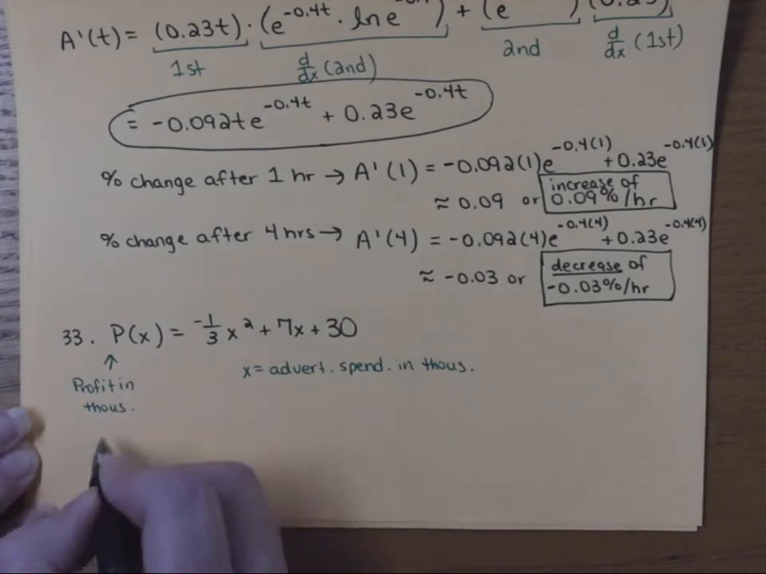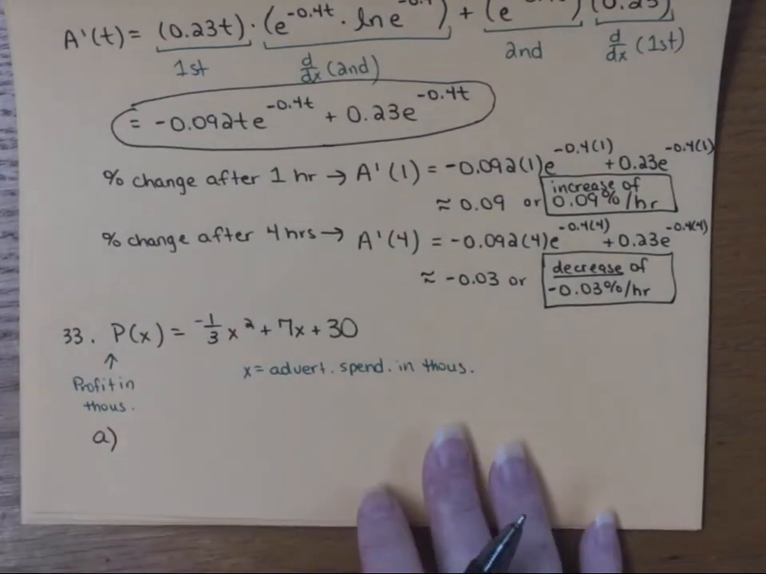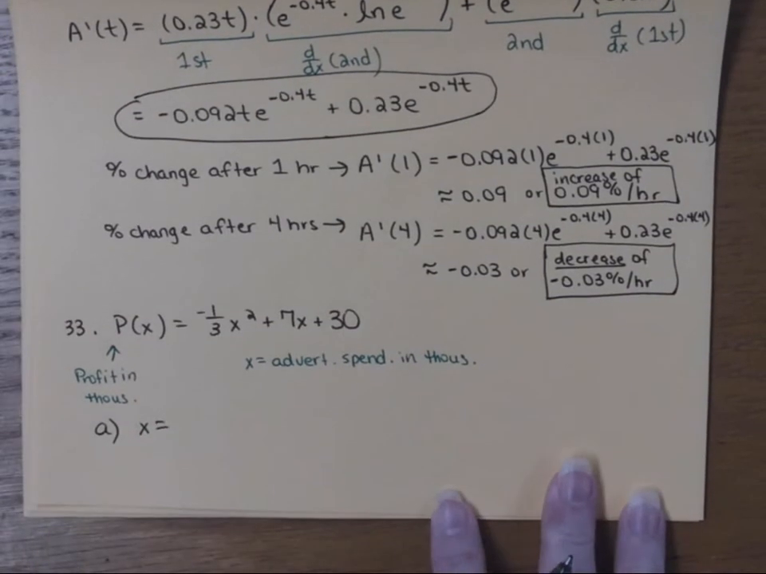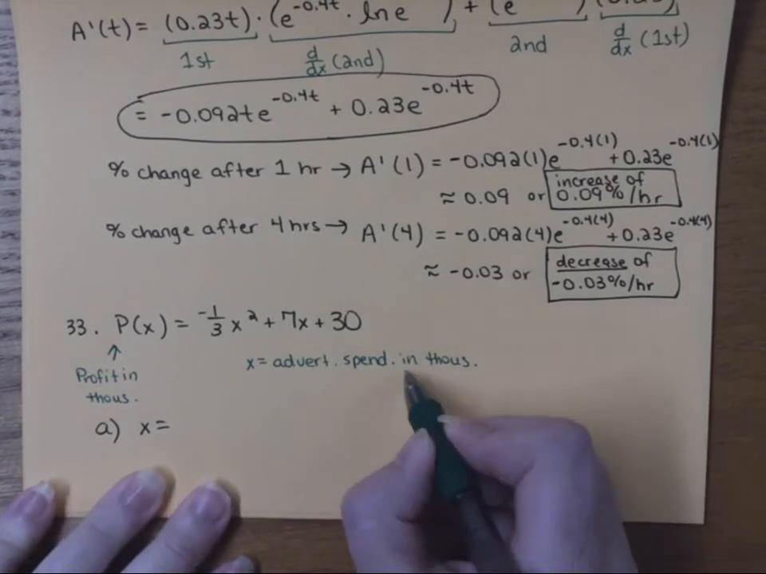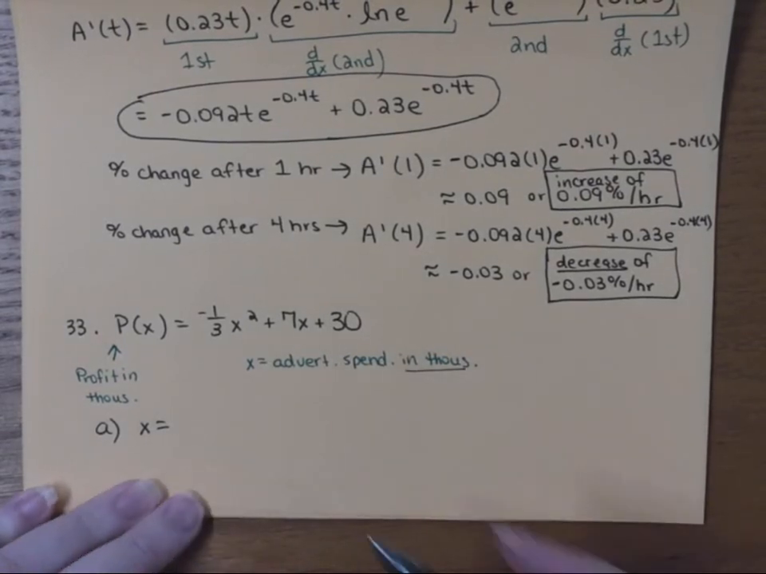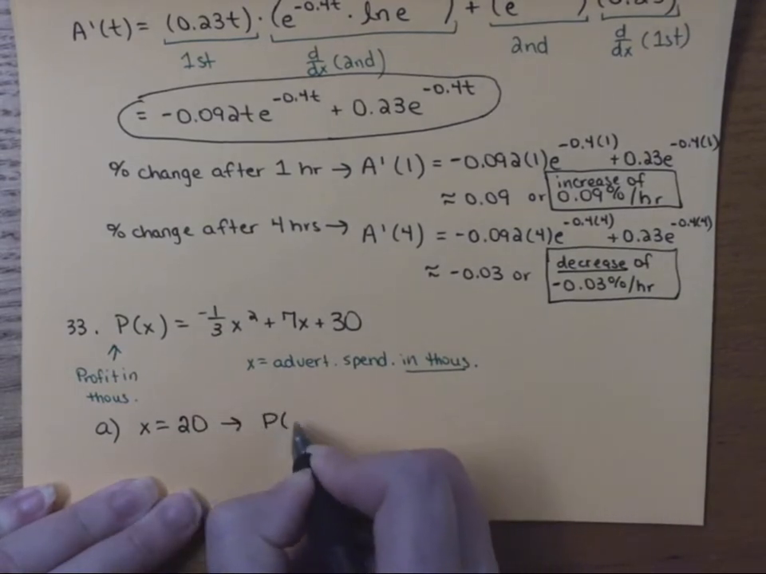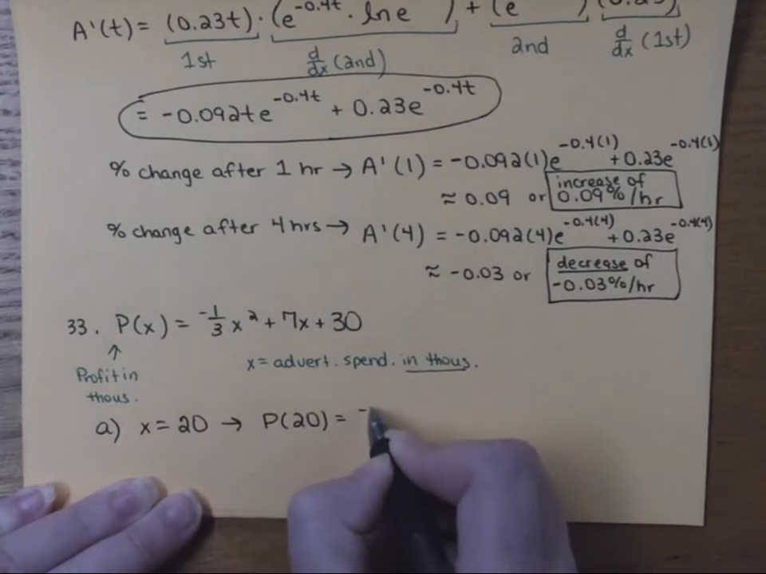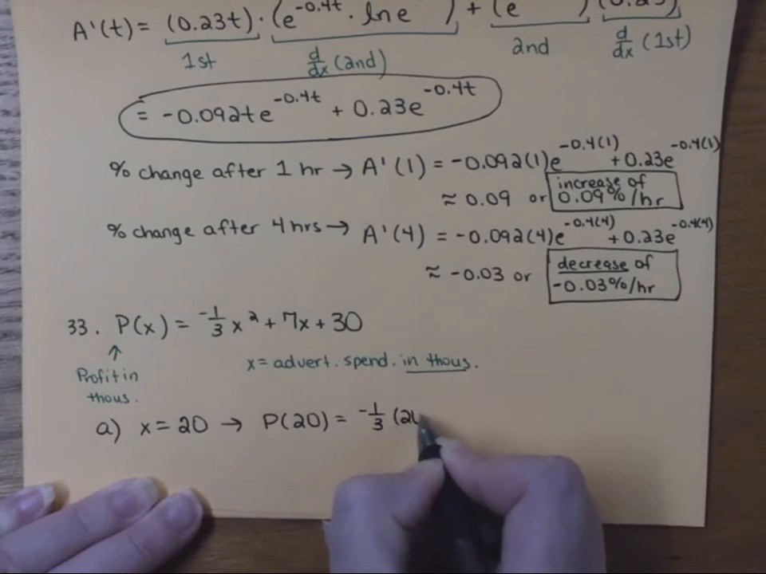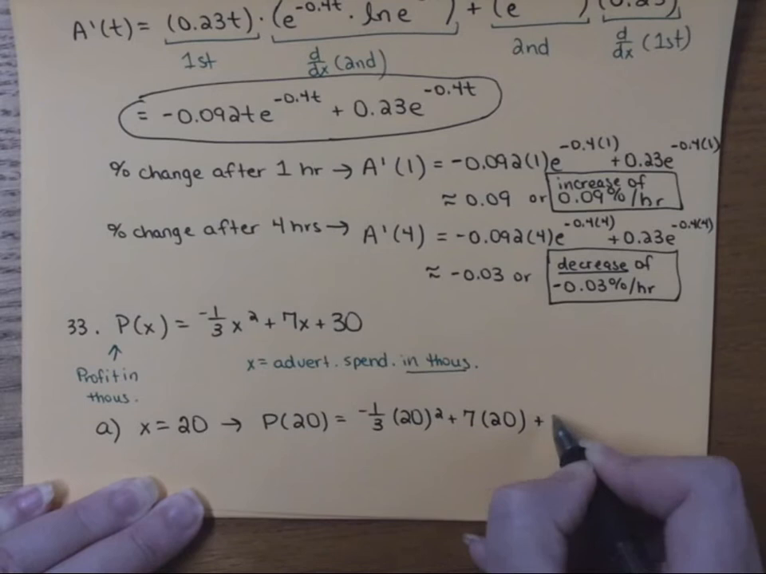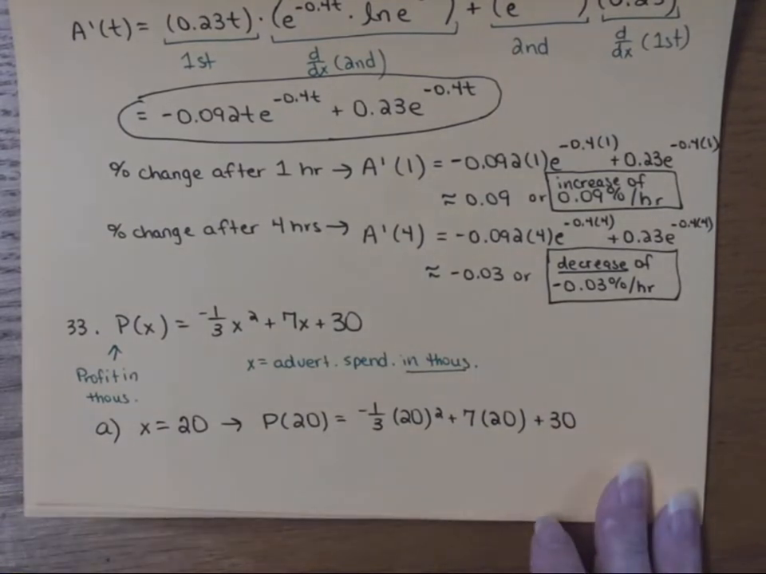All right, so part A says, what is the profit if Cunningham spends $20,000 on advertising? In other words, think about that for a minute. What are they telling you X is? Not 20,000, because this is already in thousands, right? So they're actually telling you that X is 20. And they're not asking you for rate of change. They're just asking for the profit at this level. So we're just going to plug in 20 and see what we get there.